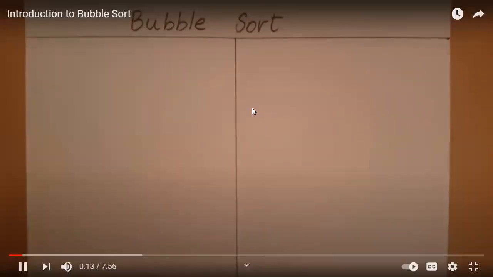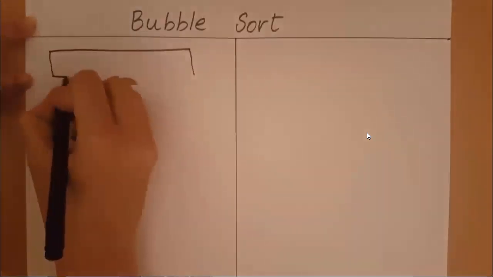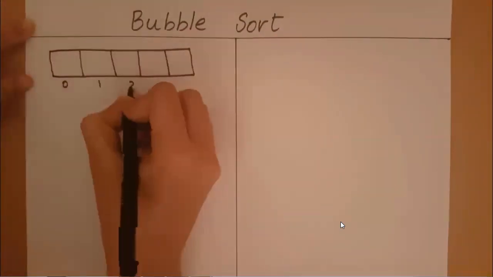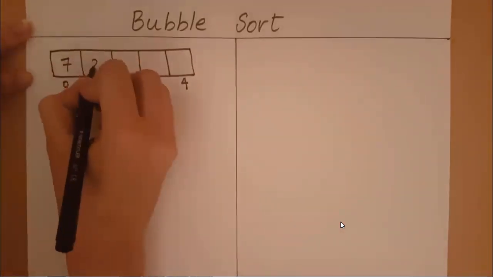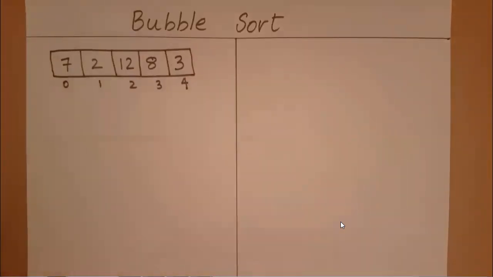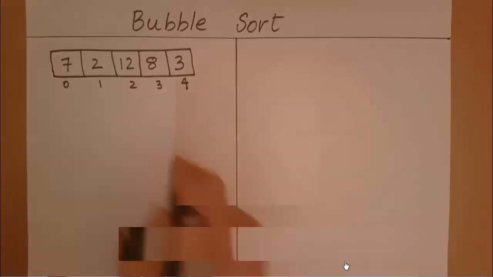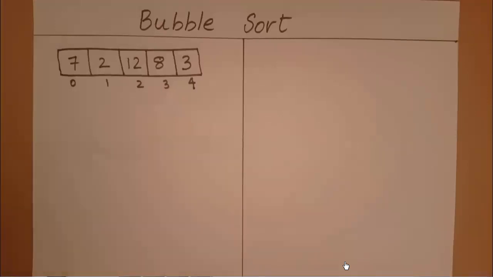So let's see how the bubble sort algorithm works with an example. This is my array and these are the indexes. As you can see, the elements in the array are not sorted. We want to sort this array in ascending order. So what bubble sort does is, it tries to push the largest element to the last index. So how is it going to go about pushing the greatest element to the last index?